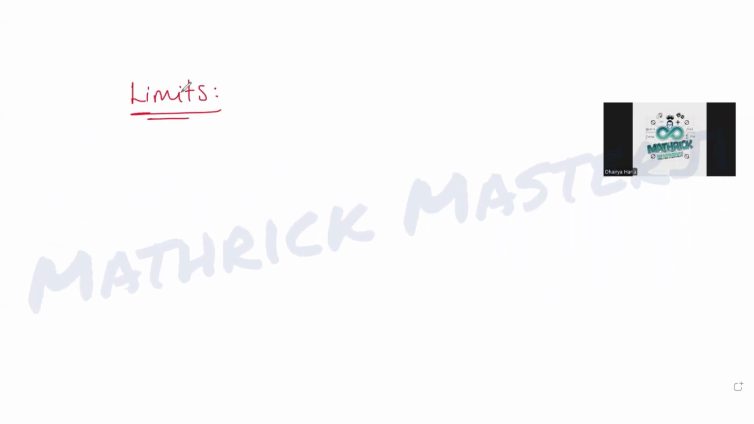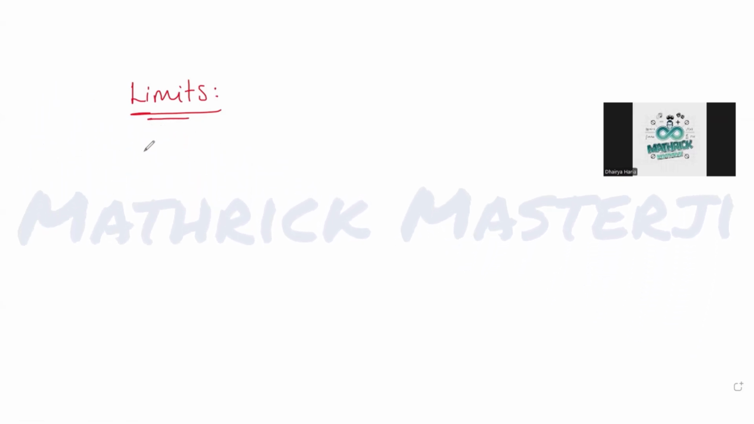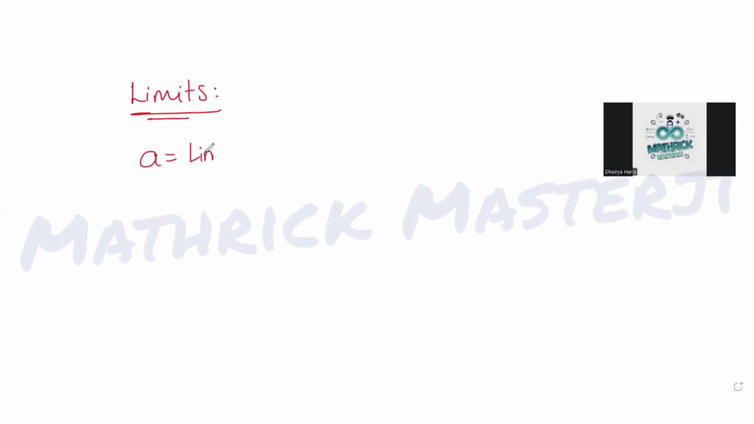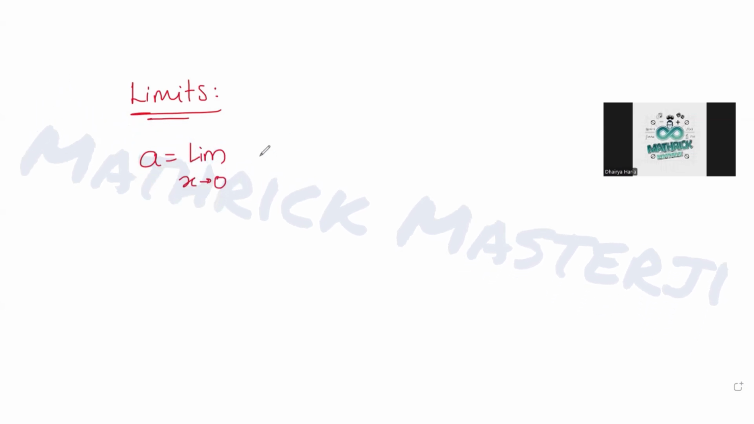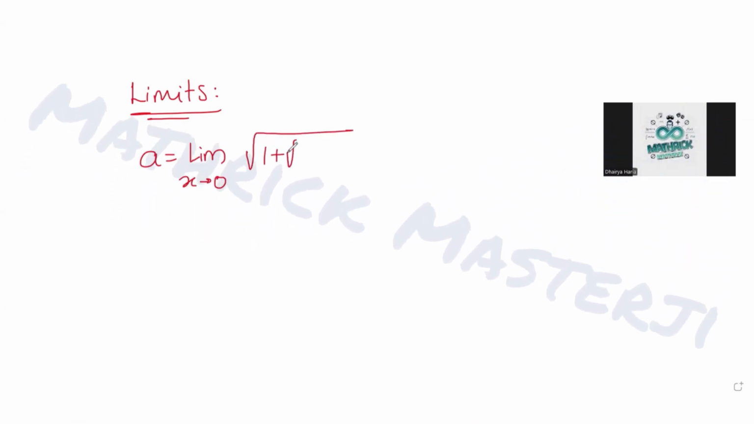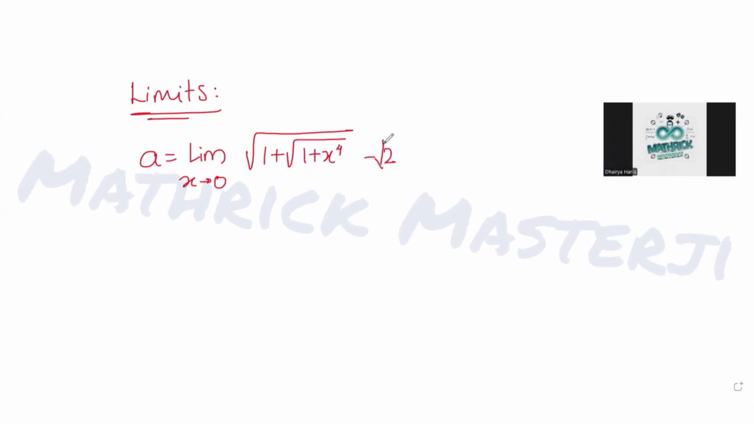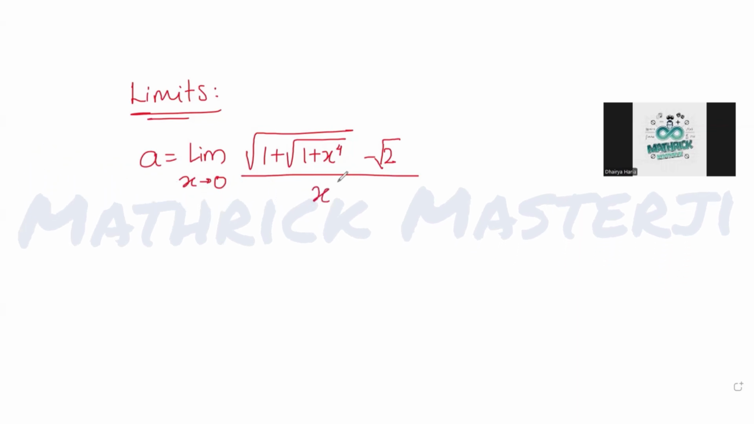Let's see today's question. Today's question we are taking up from the topic of limits. The question tells us that a is the value of the limit where x tends to 0 of the function square root of 1 plus square root of 1 plus x raised to 4, minus root of 2, divided by x to the power 4.